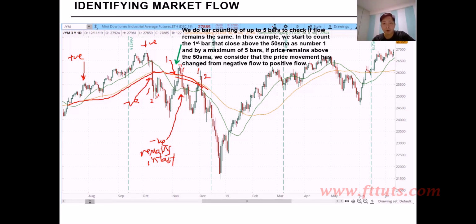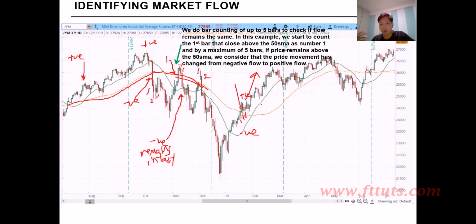Okay, over here. So of course over here you can see the price move back up. The first bar is this one, the first bar, second, third, fourth, fifth. By the 5th bar, it changed from negative flow back to positive flow. We say that now the price has changed from negative flow to positive flow. Understand? So I'm giving you 3 examples over here.